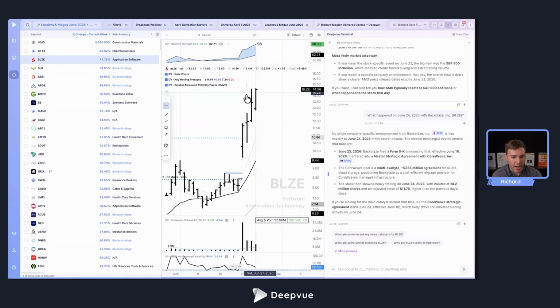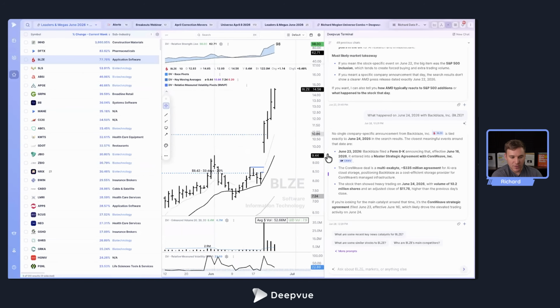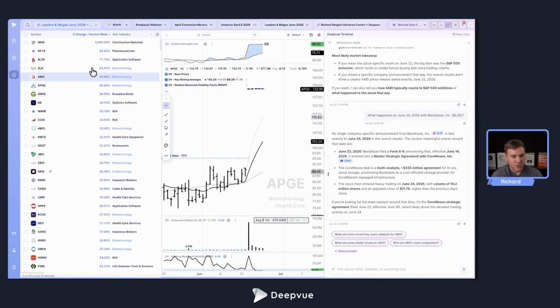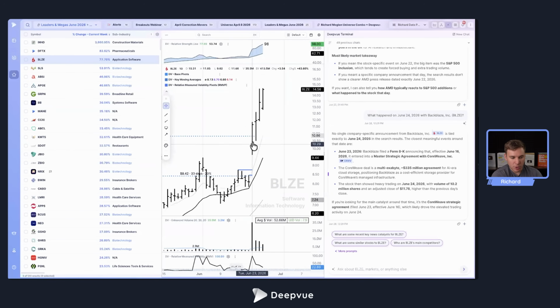So this helps you spot catalysts and investigate more about them. There's a big partnership with CoreWeave on this day. So this is where Deep View AI can really help you. And again, the workflow is just whenever there's a big gap up or big breakout, there's obviously a catalyst. So you basically right click on that bar and then click Ask Deep View AI. And that will automatically run the research and pick out the key catalysts like this.